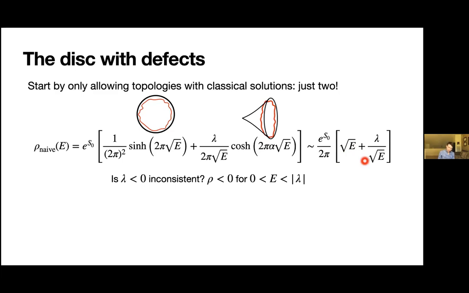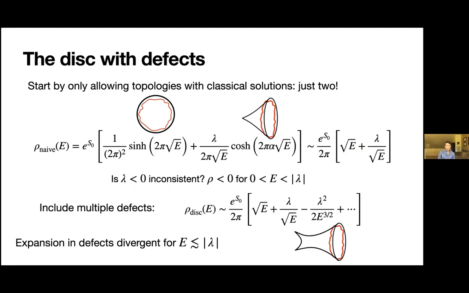But the defect gives you something that goes like 1 over square root of energy. So this suggests that there's a restriction on our parameter lambda. If lambda is negative, it looks like at very low energies, we get a negative density of states. And this is very closely analogous to the negative density appearing in the Maloney-Witten-Keller partition function. But now we see no obvious reason that we should stop at 1 defect.